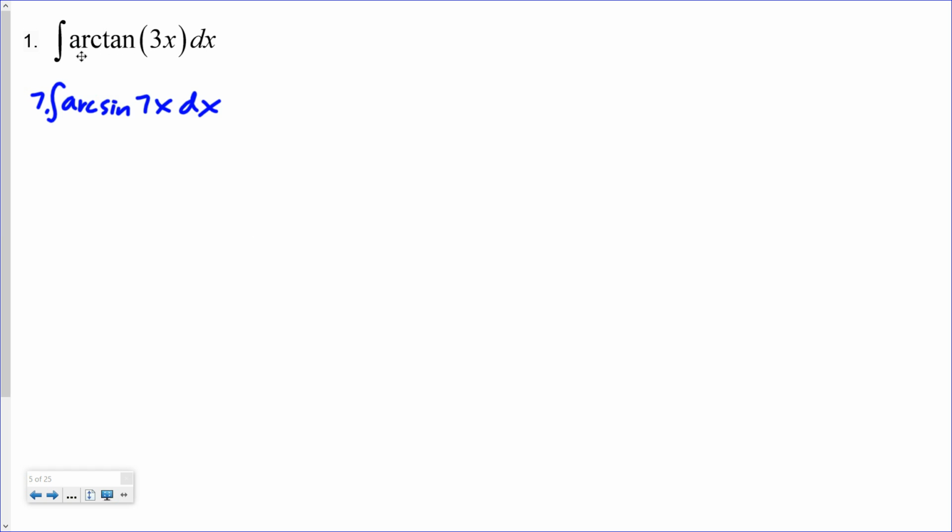This is actually an integration by parts problem. It looks like it's on your formula sheet, but you can look on your formula sheet. It is not on your formula sheet. There's no integration of arctan on your formula sheet, just like there is no integration of ln of x dx on your formula sheet. And so both of these problems are done by using integration by parts.